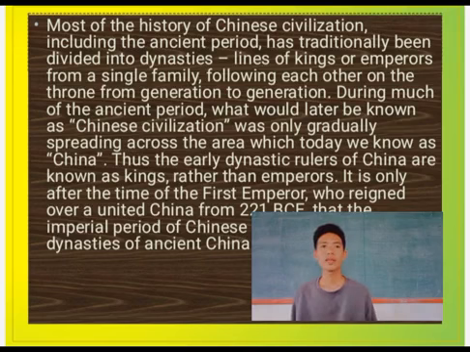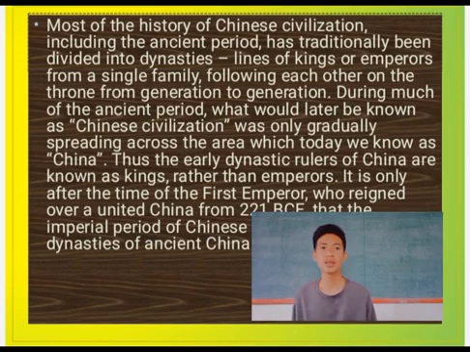Historical overview of ancient China. Most of the history of Chinese civilization, including the ancient period, has traditionally been divided into dynasties. I will be tackling that later on. Dynasties are lines of kings or emperors from a single family, following each other on the throne from generation to generation. So, a succession of sovereigns of a country belonging to a single family, or tracing their descent to a common ancestor.